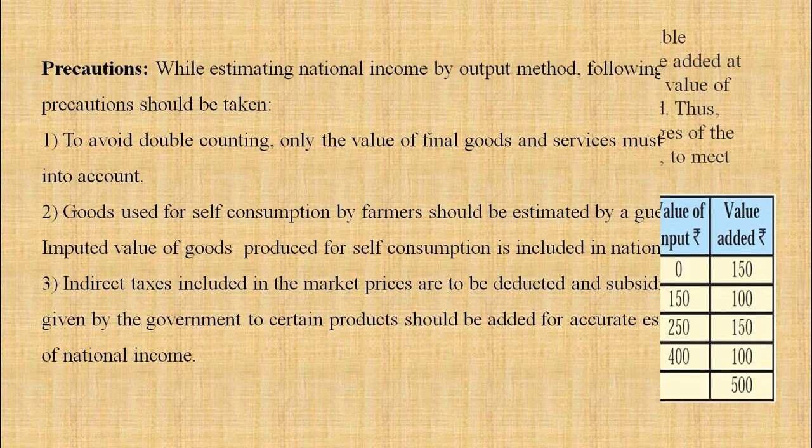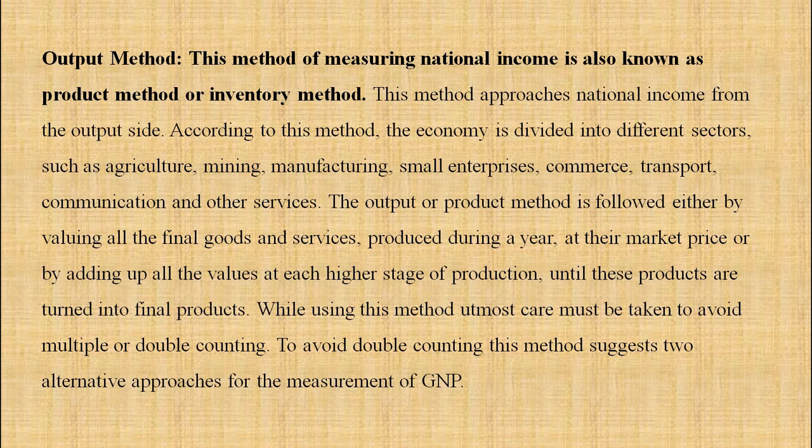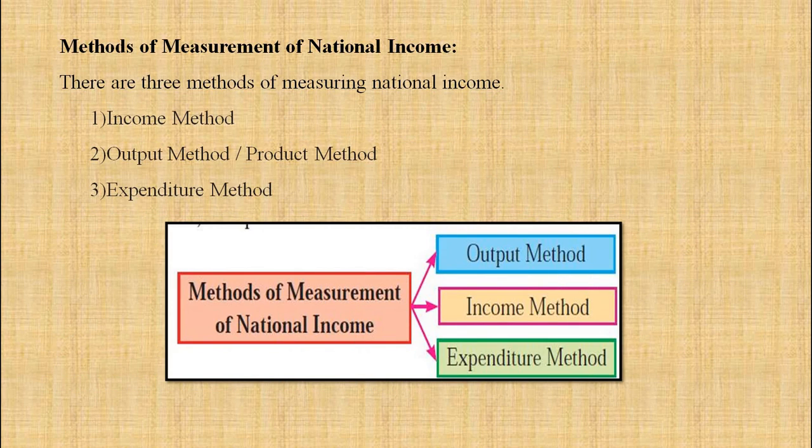This is the first method, and we have discussed the precautions we have to take and our approaches for that. This is the output method, also called product method or inventory method. There are three methods, and one by one we have to discuss. This is the first method we completed over here.